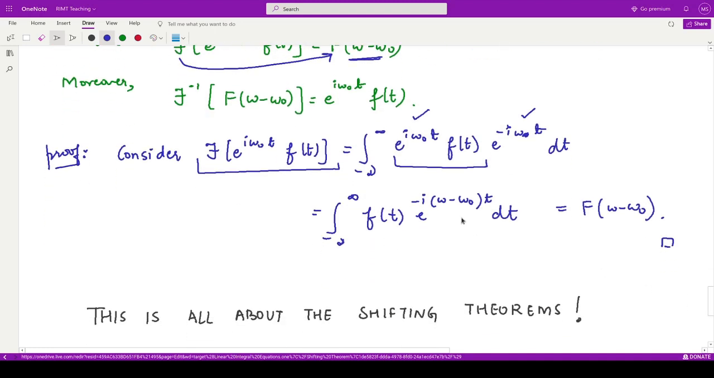Now by definition this is defined like this. If you have some function of this kind, integral from minus infinity to infinity of f of t e to the power minus iota omega t dt, then it is equivalent to capital F of omega. So whatever is here comes under here. In this case we have omega minus omega naught, so it comes as capital F of omega minus omega naught. So this is the shifting theorem.